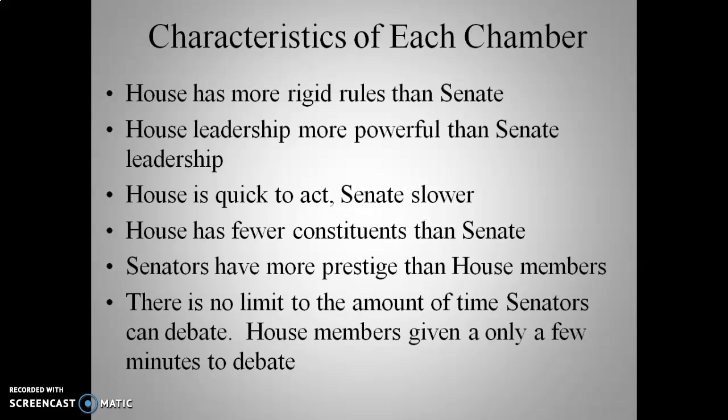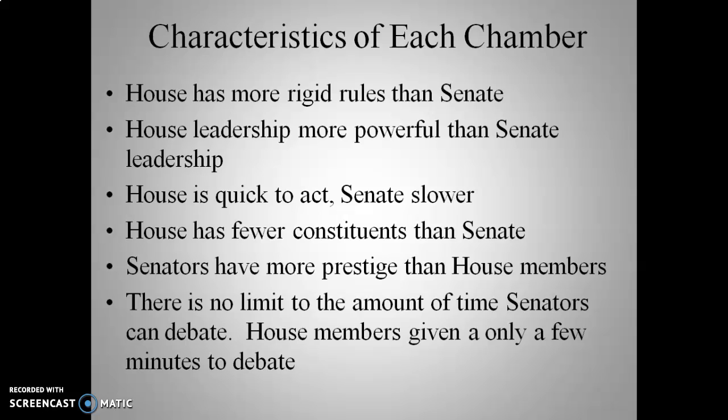And this is a real important one. In the Senate, there is no limit to the amount of time that a senator can be up on the stage conducting a debate. House members, on the other hand, are only given a few minutes to debate. And you may recall that we talked a little bit about the Rules Committee, and the Rules Committee in the House of Representatives establishes how long a member will be allowed to speak about a bill when they're debating it. And typically that's only a few minutes, but there's no such limit in the Senate. A senator can theoretically go on and on and on and never stop.